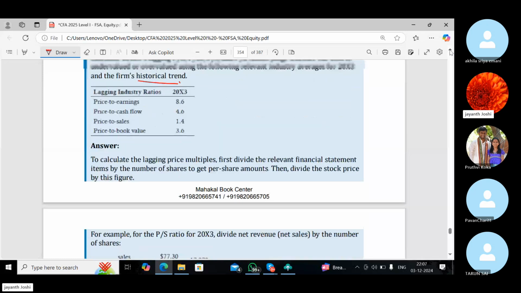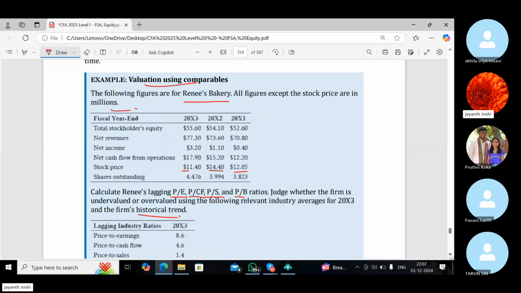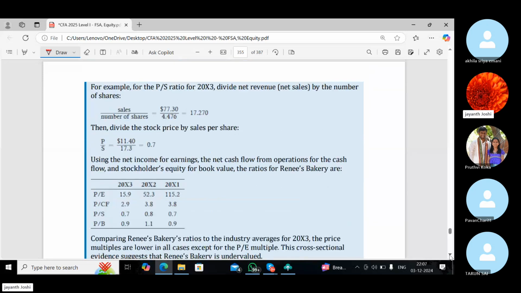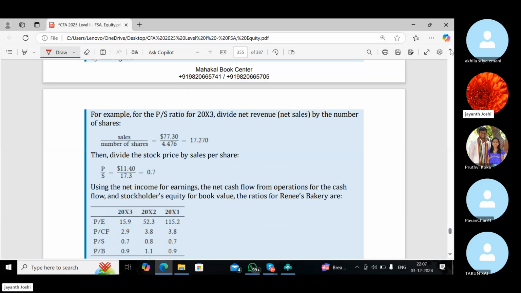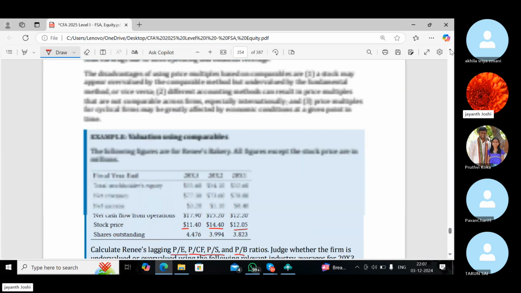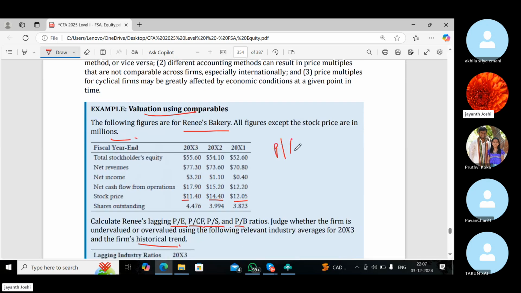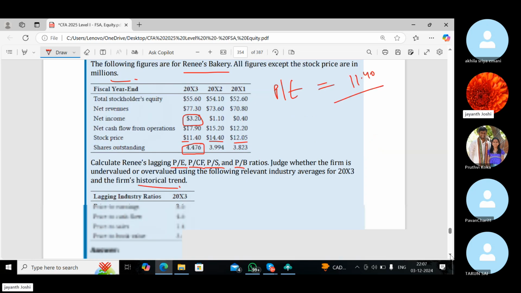First, can you calculate for the years 2003, 2002, 2001? So these four ratios you need to calculate. You know how to calculate, right? I'll do the first one for you. Price to earnings ratio: market price, so stock price 11.40, divided by EPS, earnings per share. How will you find earnings per share? 3.2 million, divided by outstanding shares 4.476. Just tell me what answer you're getting.